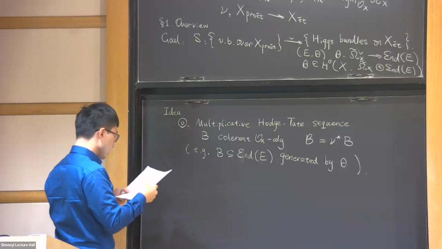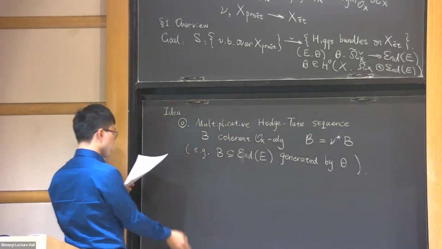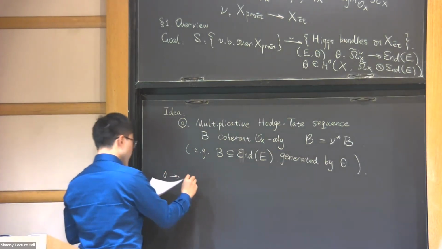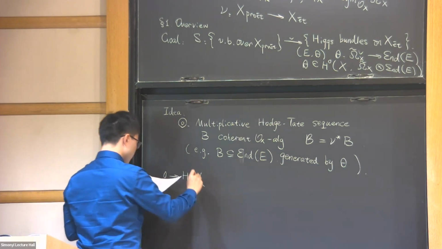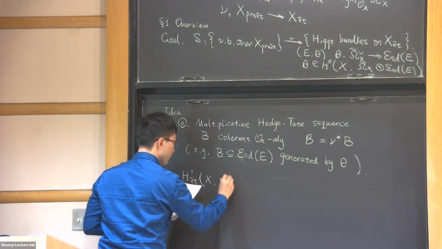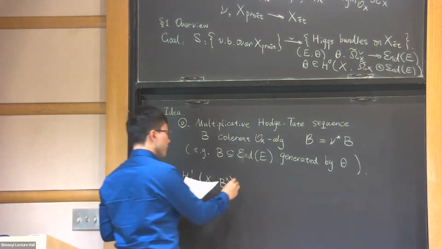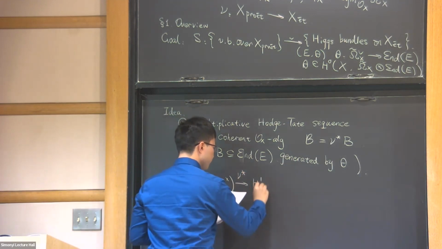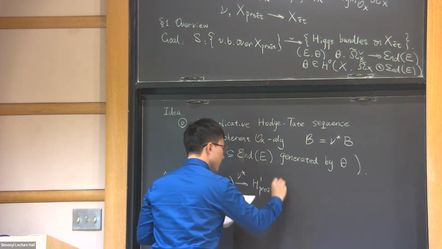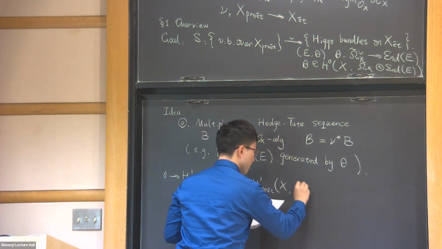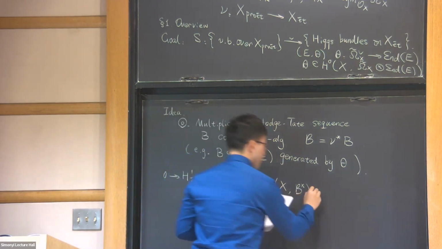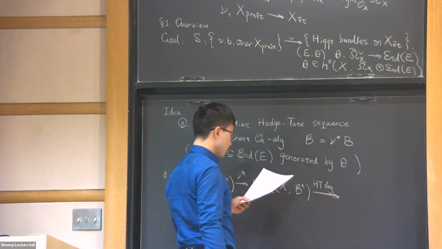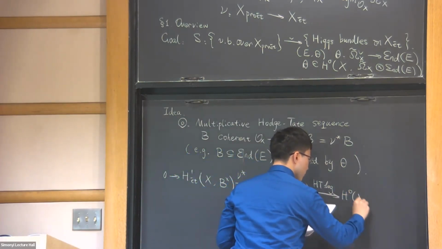Okay, so if we have such a coherent O_X algebra, then there is a short exact sequence from the Picard group of X, the first cohomology of X with coefficients in B^×, which you pull back to the pro-étale one with curly B^×, and then finally we have a log version of the Hodge-Tate map to the differentials.